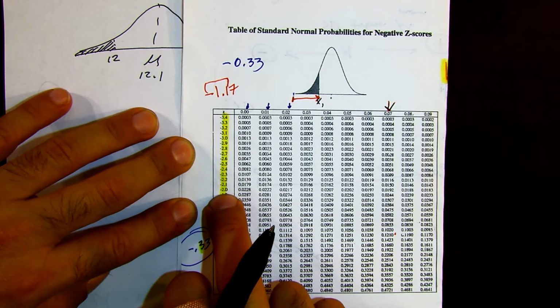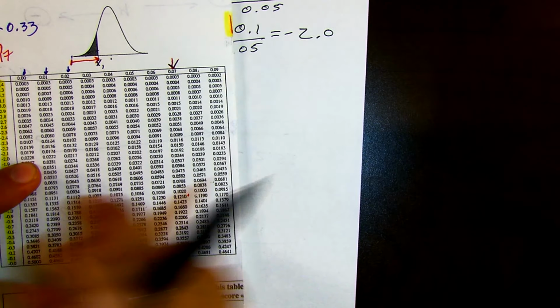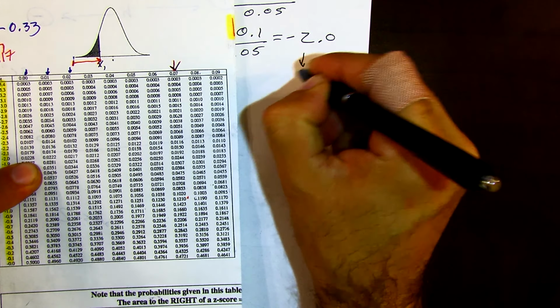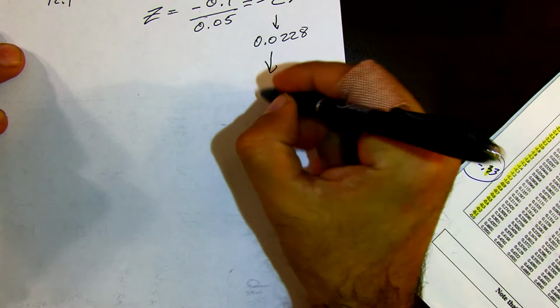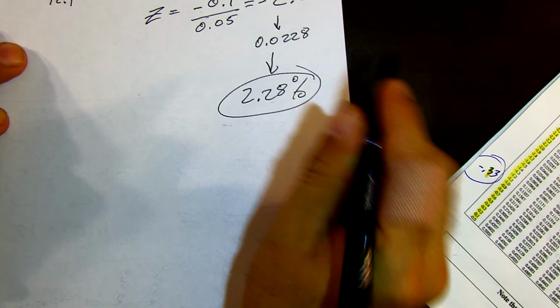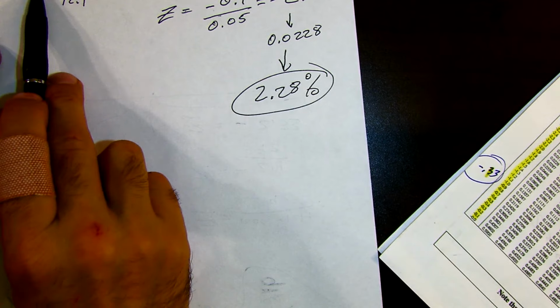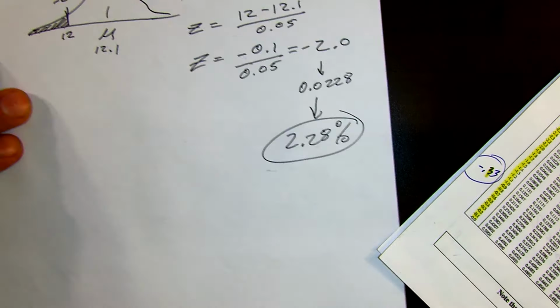And negative 2 right here tells us that our percentile rank from the z-score is 0.0228. We got to convert it one more step because we're looking for percent. 2.28%. So what this is saying is, we found out that this right here was at negative 2 standard deviations.